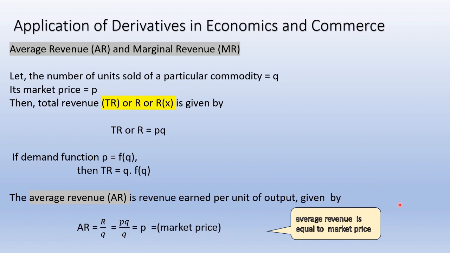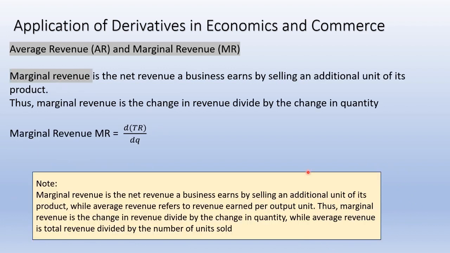Marginal revenue is the net revenue a business earns by selling an additional unit of its product. Thus, marginal revenue is the change in revenue divided by the change in quantity. Marginal revenue MR is equal to the differentiation of TR. Note: marginal revenue is the net revenue a business earns by selling an additional unit of its product, while average revenue refers to revenue earned per output unit. Thus, marginal revenue is the change in revenue divided by the change in quantity, while average revenue is total revenue divided by the number of units sold.